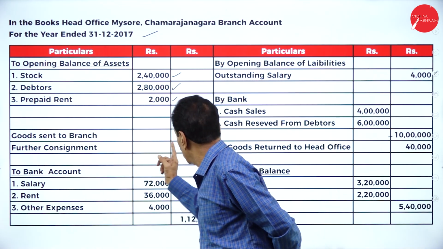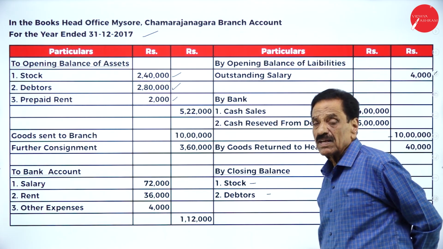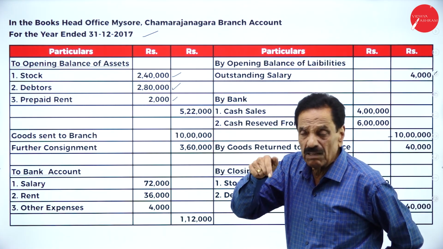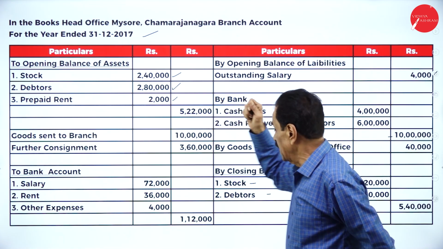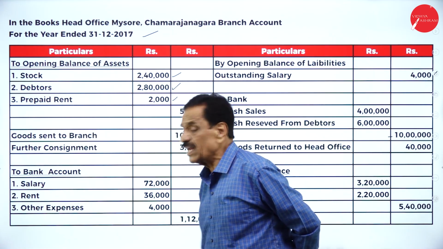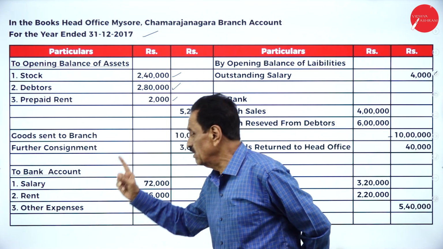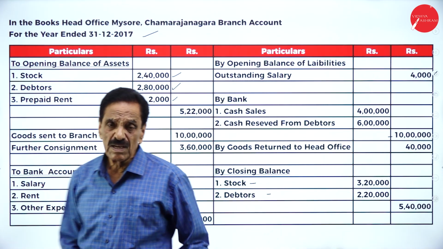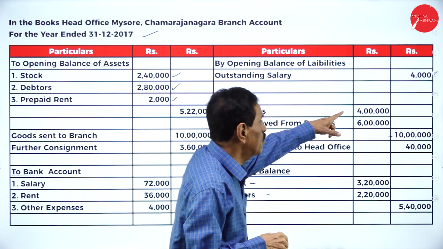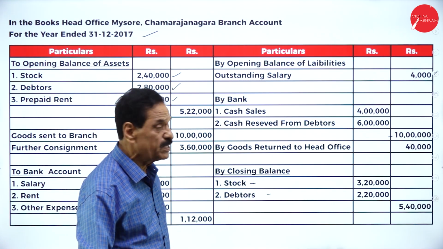Then goods sent to branch is 10 lakh. Further consignment: this is the further consignment sent by the head office to the branch account. Then the expenses of the branch met by the head office, for salary, rent, and other expenses. Come back to the credit side. Opening balance of liability: you have outstanding salary, 4,000.